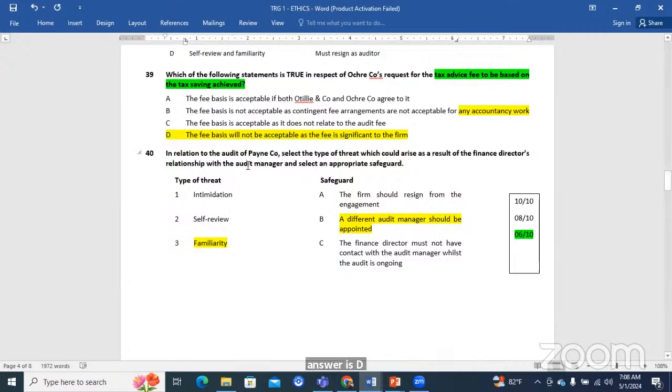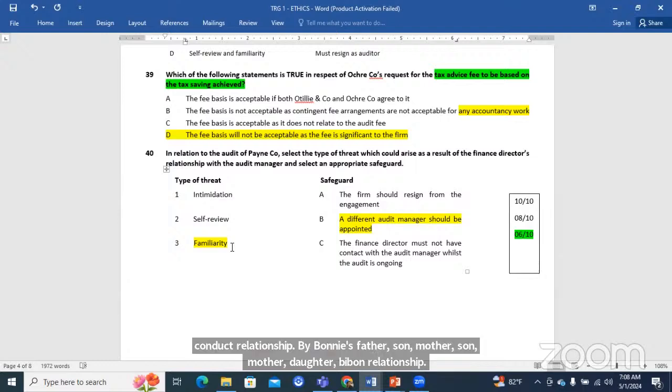In relation to audit fee, select the type of threat which could arise as a result of the finance director's relationship with the audit manager and select the appropriate safeguard. See here, actually the relationship between audit manager and the finance director is friends, familiarity threat. Always I'm telling in my class, right? Relationships are 3 types. By bond relationship, contractual relationship, by conduct relationship. By bond is father, son, mother, daughter. Familiarity threat is confirmed.